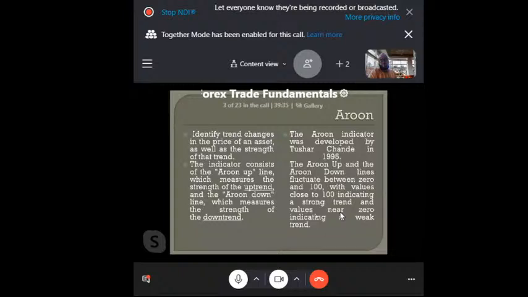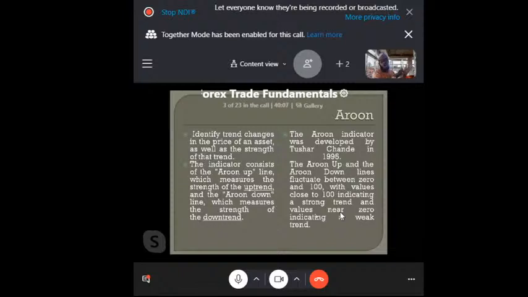It identifies trend change in the price of an asset, as well as the strength of that trend. The indicator is having two lines. You remember stochastic is having the two momentum lines, the fast and the slow. But for Aroon, the two lines are called Aroon Up and Aroon Down. And normally they also take red and green color, or you can change the color. But by default, go with red and green.